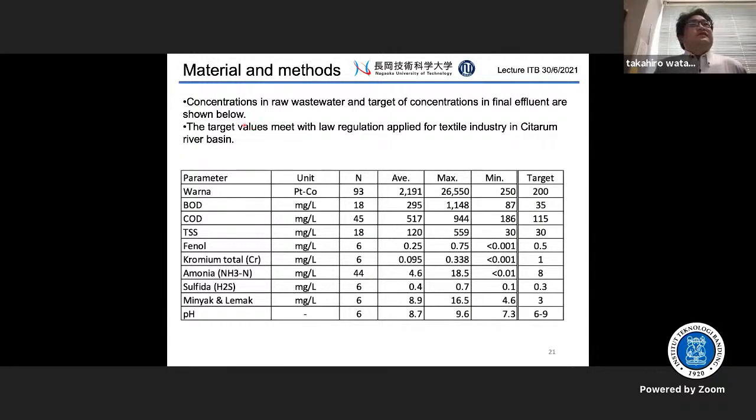So this is the concentration in the raw wastewater, and the target concentration in the final effluent is shown below. The target value meets the regulation applied to industry in the Stream River Basin. As you can see, for color the average is 2,200, but the maximum is 27,000 and the minimum is 250. So they have a very big variation. BOD and COD also have big variation.